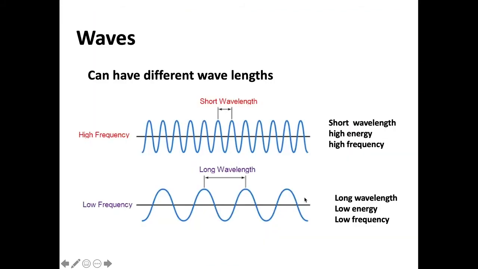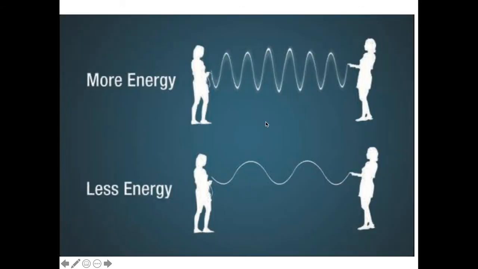So that translates into the same kind of explanation here. So the ones that are close together are higher energy. The ones that are further apart are lower energy.